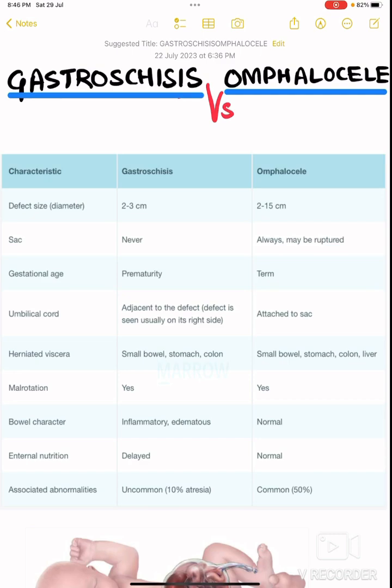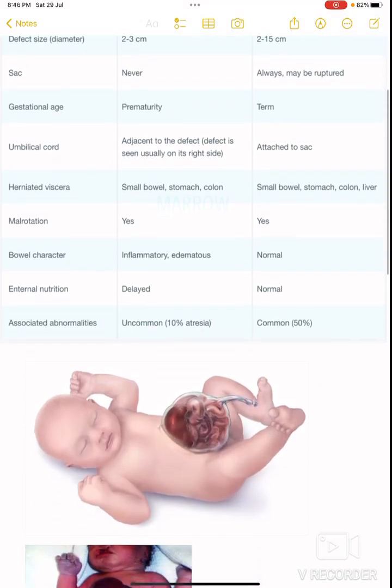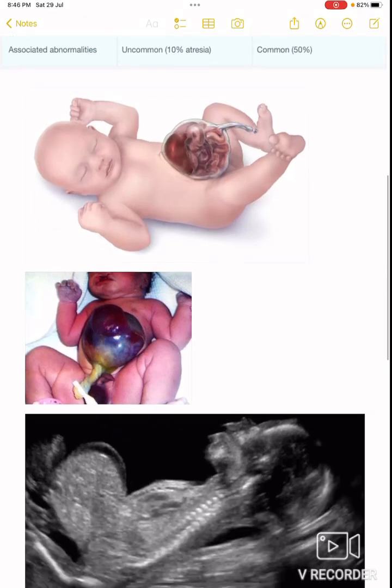Many a time questions are asked in examinations like: which of the following is not seen in omphalocele, which of the following is not true about gastroschisis, which of the following is a feature of gastroschisis, which of the following is odd or not for omphalocele. So you have to remember this whole table, and you also need to identify which one is omphalocele and which one is gastroschisis.